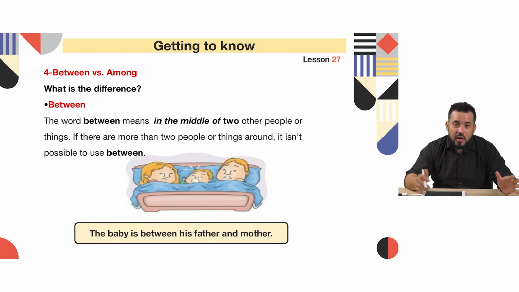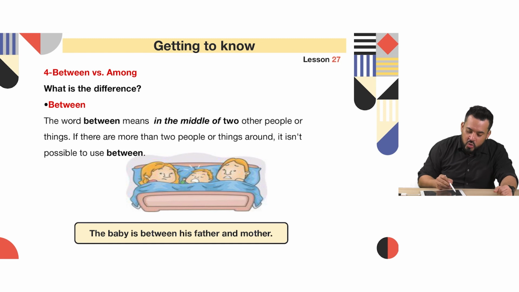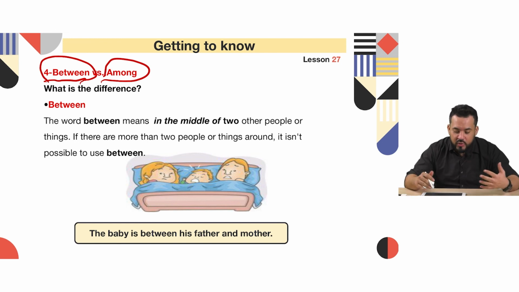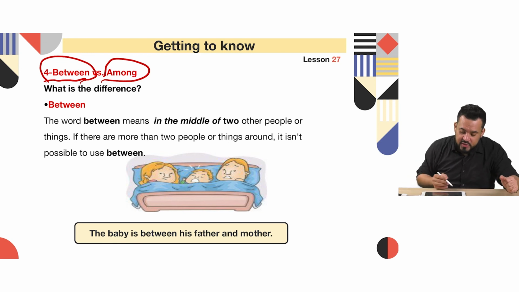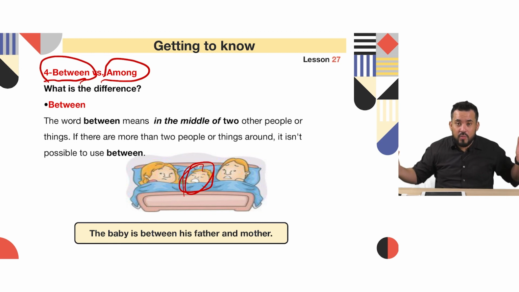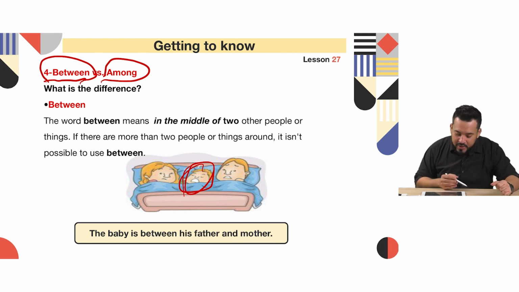Okay, so now let's talk about something a little bit different. We have between and we have among. Those are two words that people get confused when using. So let's see what is the difference. If I say between, that means in the middle of two objects. Between is you are in the middle of two objects, just like the baby. Okay, so the baby was between his father and his mother.